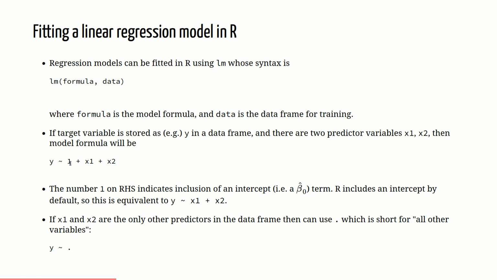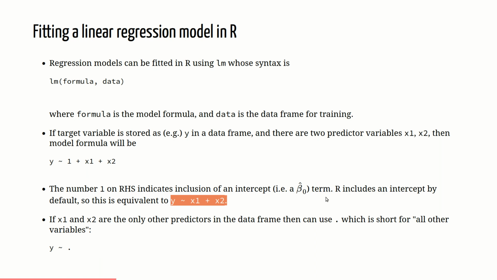Now by default you don't actually have to put the 1 in there, because the lm function will automatically include an intercept, so that's equivalent to this. So y tilde x1 plus x2 is fitting a model with an intercept plus a term for x1 plus a term for x2.